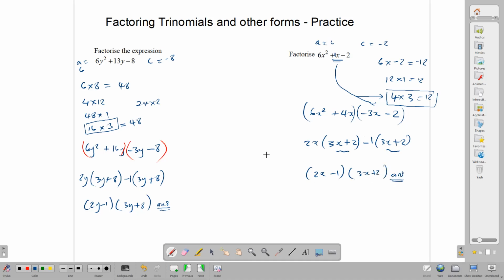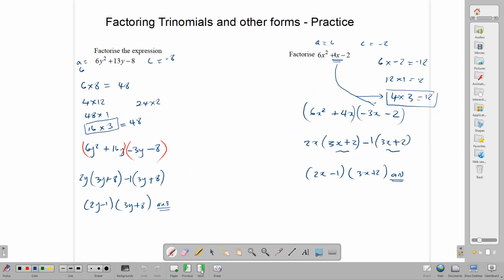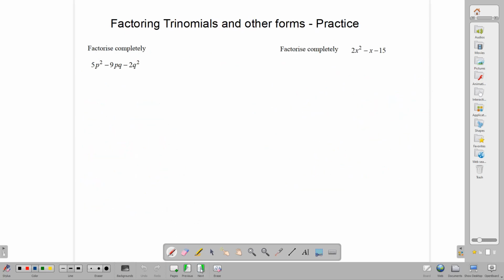These questions take a lot of practice to master, and as such, you need to find many other questions and practice with them. It also helps if you look at questions like this, where you write down two brackets, expand it, and then reverse it to see how it comes out. And that will give you confidence, seeing that you know what the process is and you know what your answer is. So let's look at some more examples.